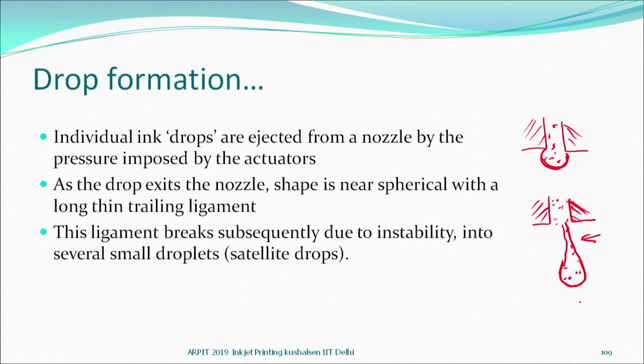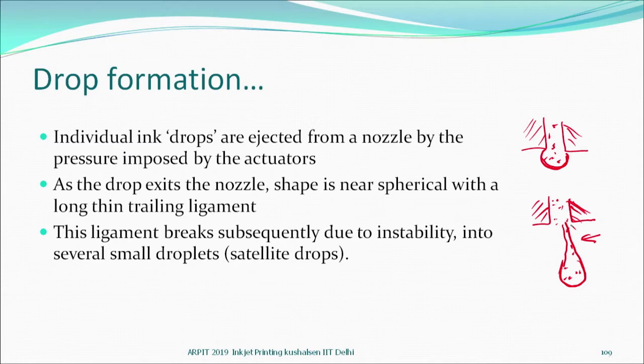How does it matter? The ligament subsequently breaks. Obviously, due to instability, something is being pulled out, something cannot go because the pressure is only that much. It sometimes breaks into fragments in many droplets. This portion can break into many droplets, which are called smaller droplets and satellite drops.